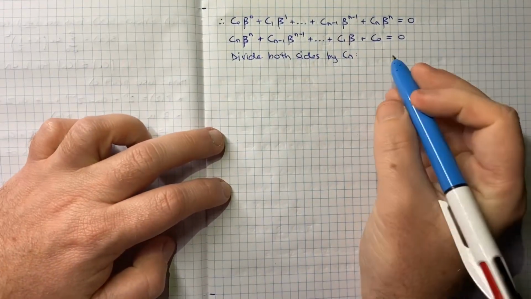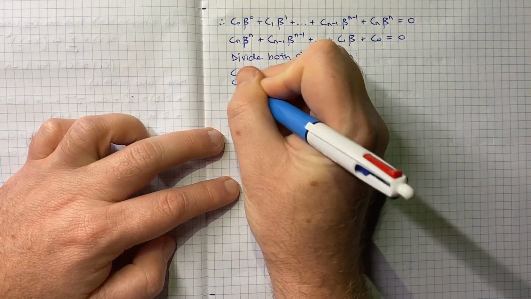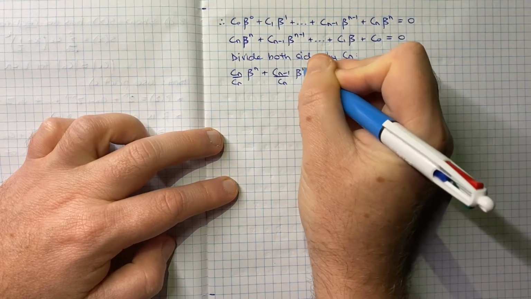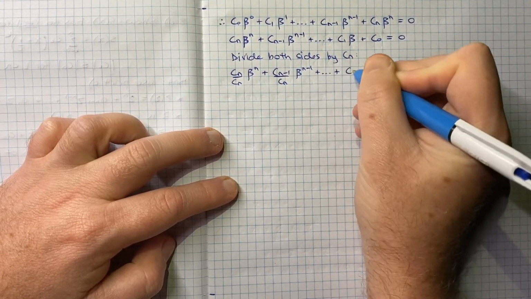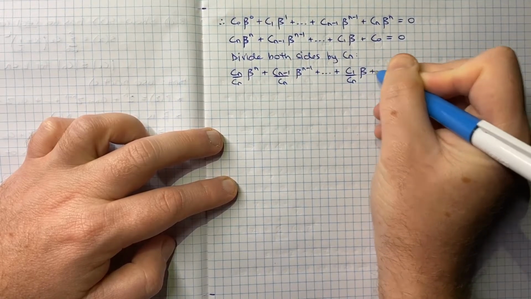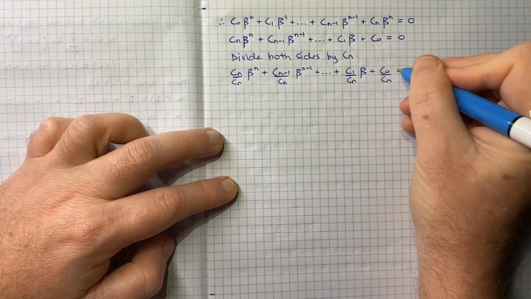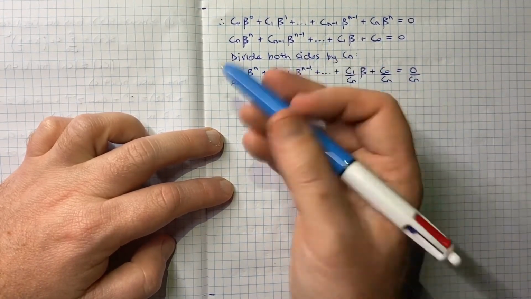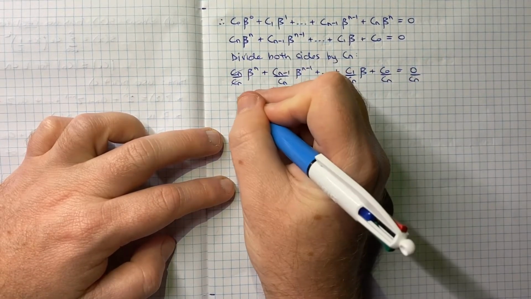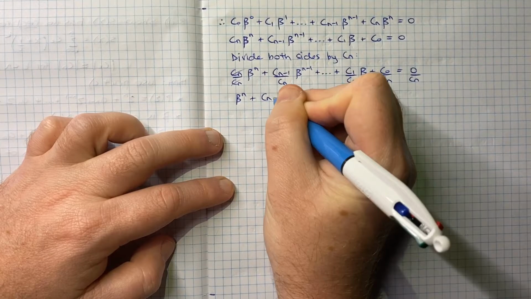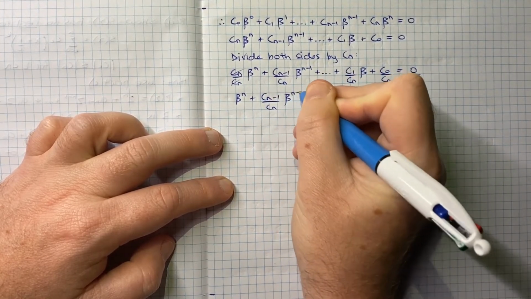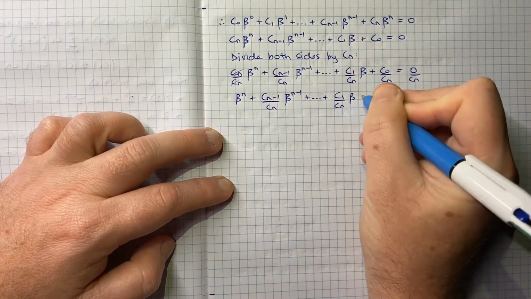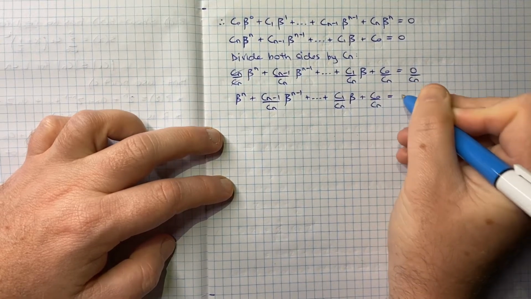So we'll divide both sides by c n, so we'll get c n on c n beta to the n plus c n minus 1 on c n beta to the n minus 1 and so on, plus c1 on c n beta plus c naught on c n is equal to 0 on c n, which will just stay as 0. So these c n's will cancel, which is what we wanted. So we end up with beta to the n plus c n minus 1 on c n beta to the n minus 1 and so on, plus c1 on c n beta plus c naught on c n is all equal to 0.